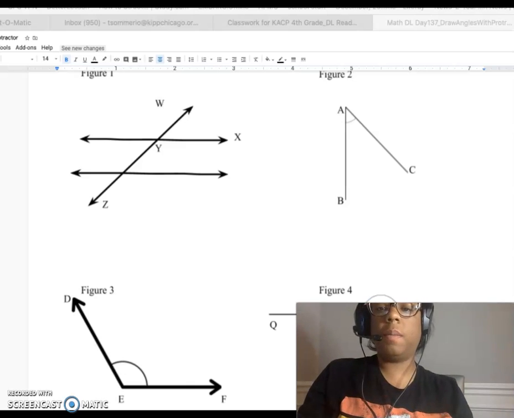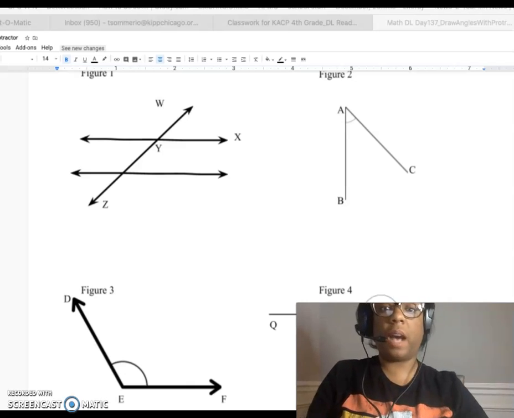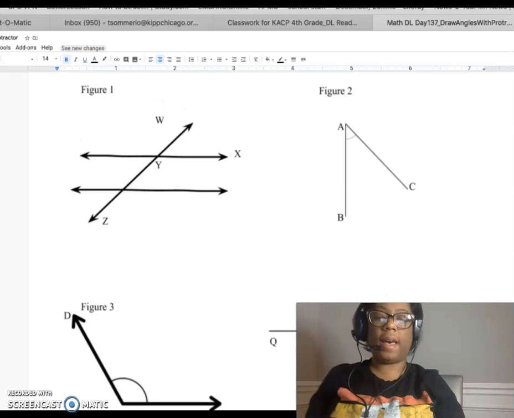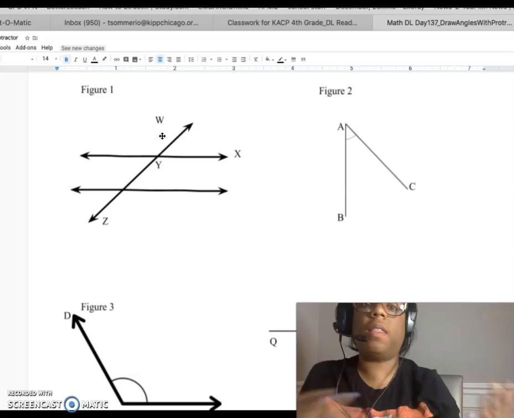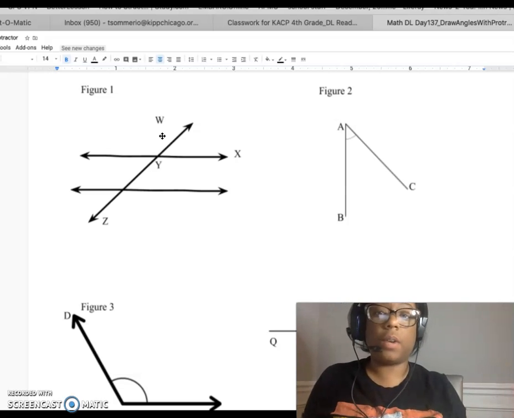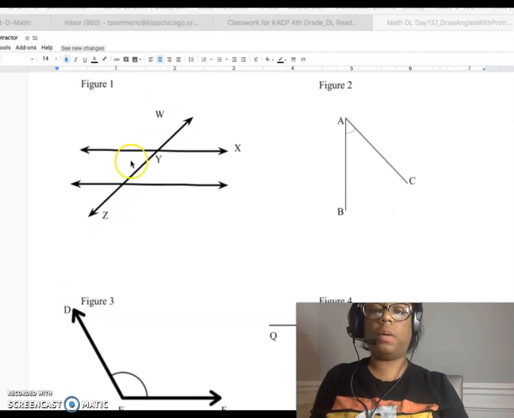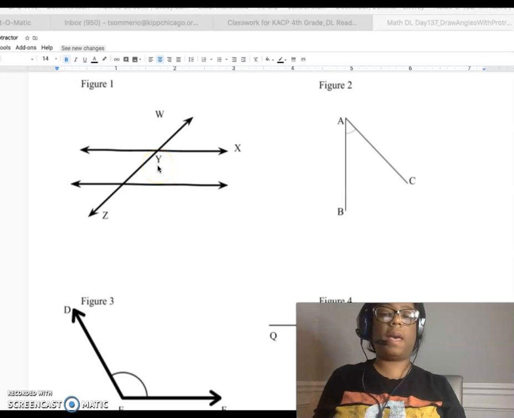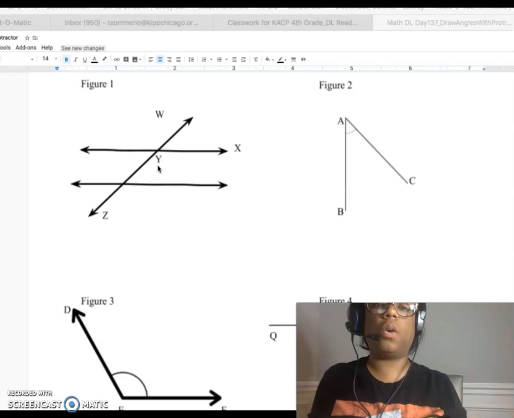Now, what's really cool about angle W is that you can find out what angle Y is from the results of angle W, and I'll show you how. When you have opposite angles, such as W and Y, they are always congruent. And that's just a fancy word for saying that they're equal. So whenever you have angles that are on opposing sides, they will automatically be equal. And the mathematical term for that is congruent.